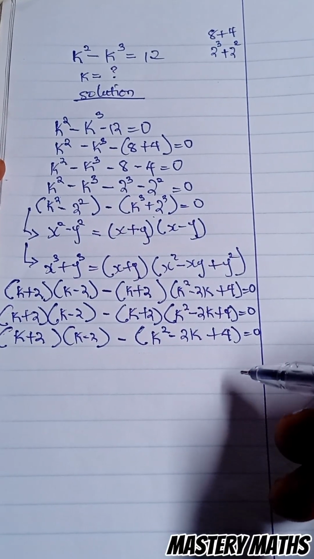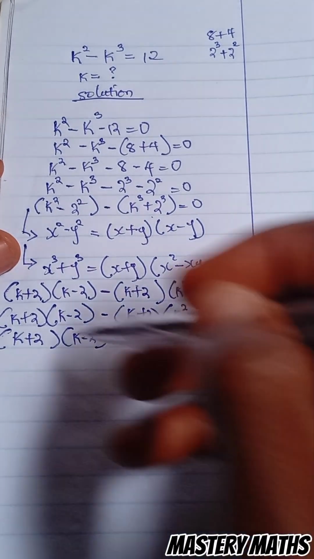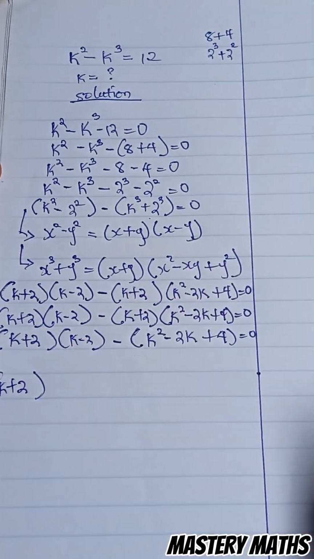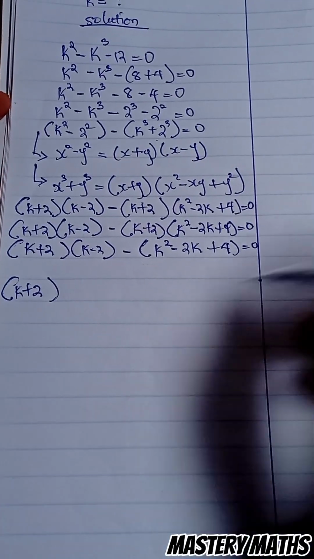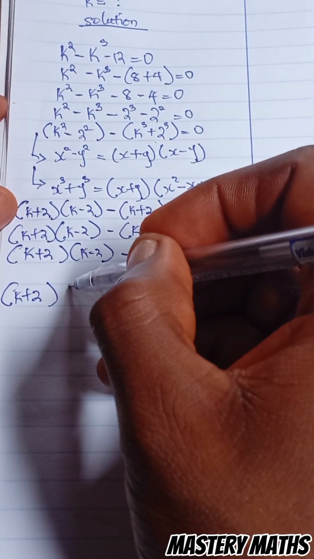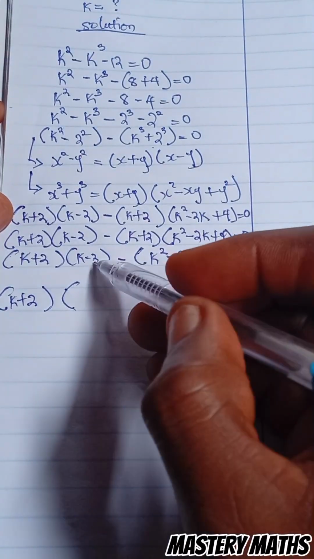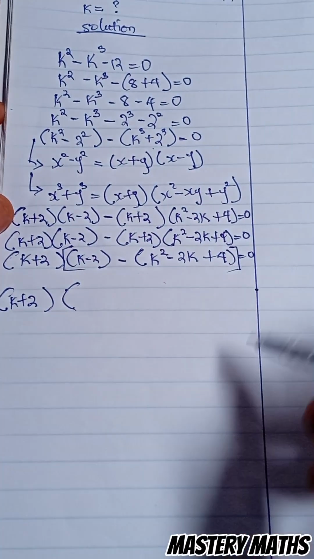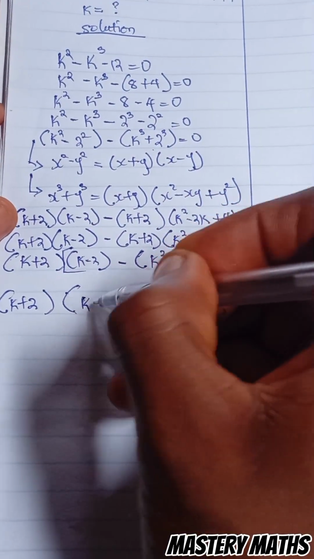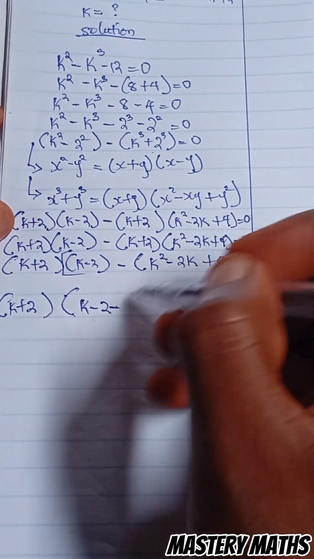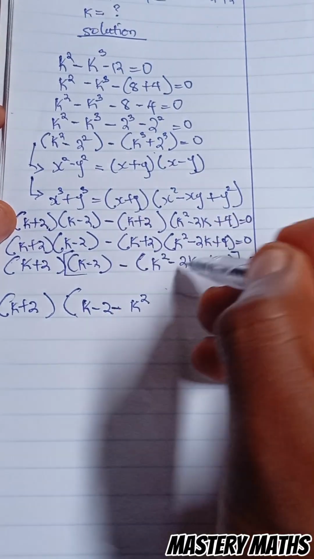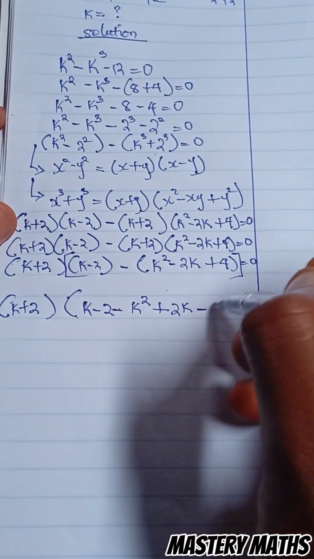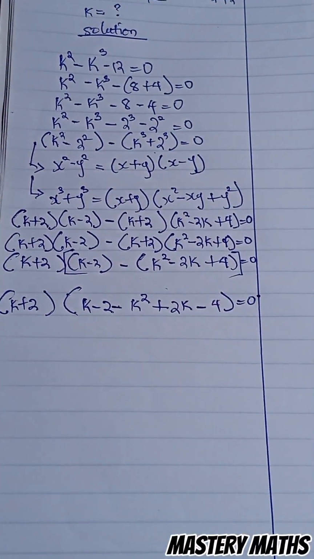Now, having done this, what should be the next thing? Now we're going to open the bracket. We're going to bring down the first one, our k plus 2, which is this one. Then we open a bracket. Now we're going to work on these two together. It's going to be k minus 2 minus, you have your k squared, minus times minus is plus 2k, minus times plus is minus 4, equal to 0.